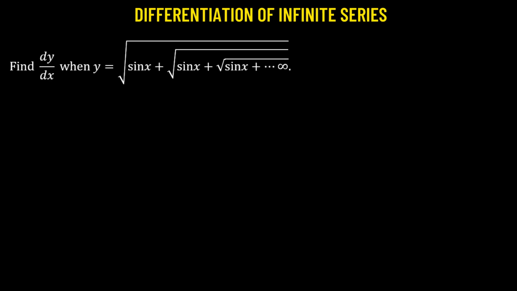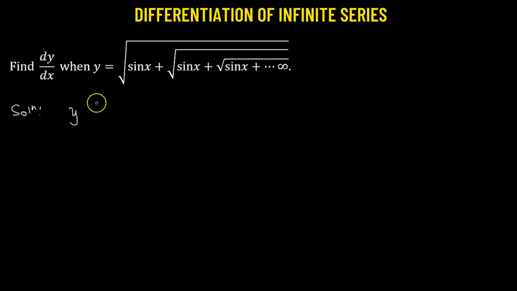We need to obtain the derivative of y with respect to x whenever y is given by an infinite series, which is square root of sine x plus square root of sine x plus square root of sine x, and it goes all the way up to infinity. So let's begin with our infinite series.